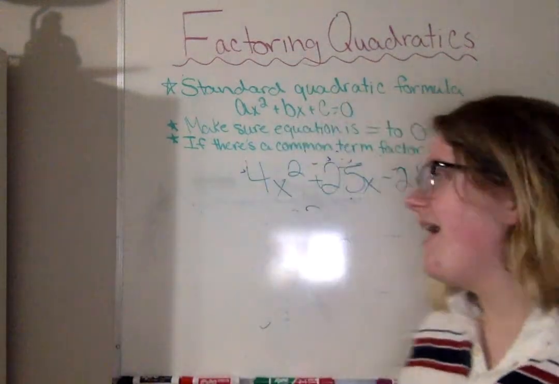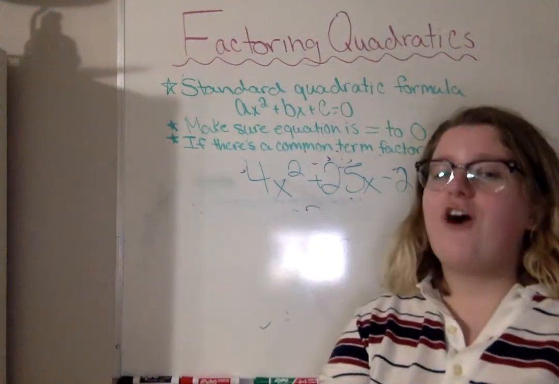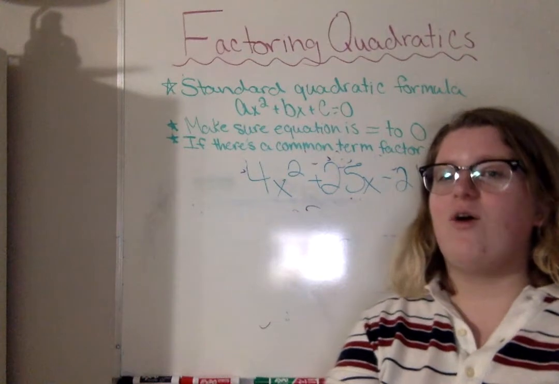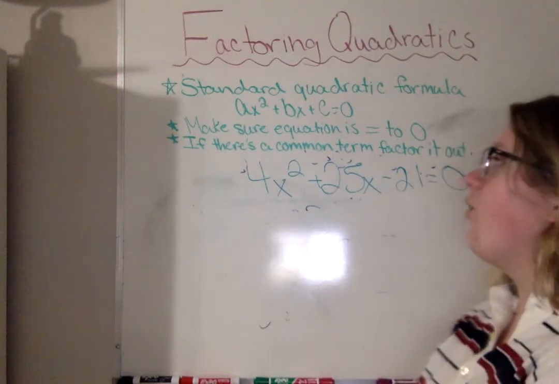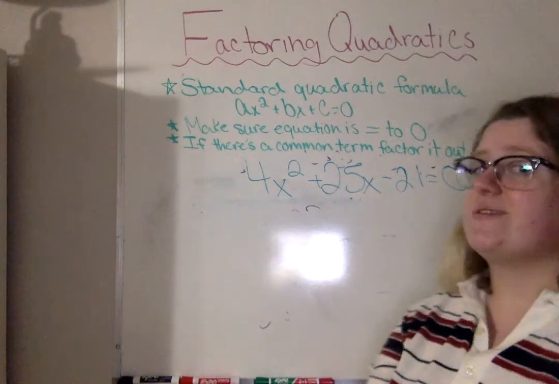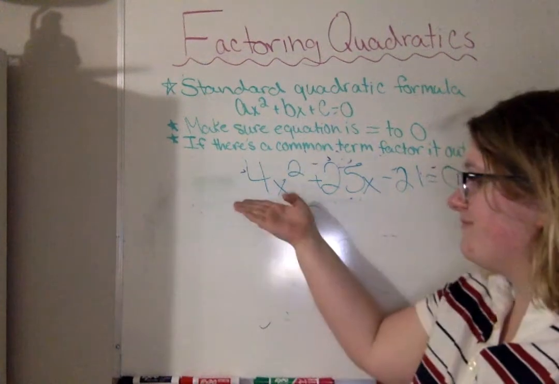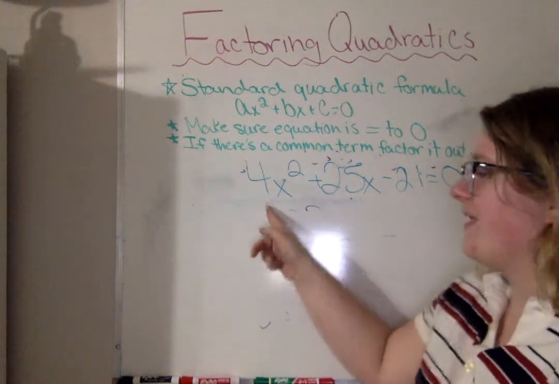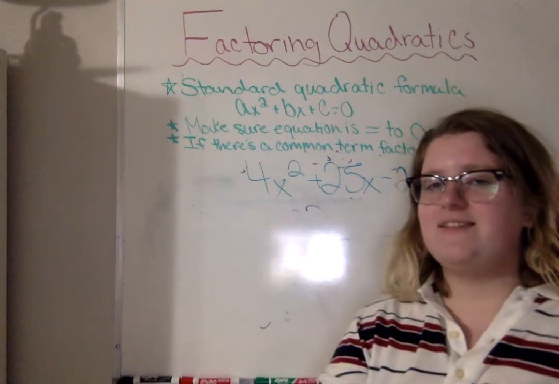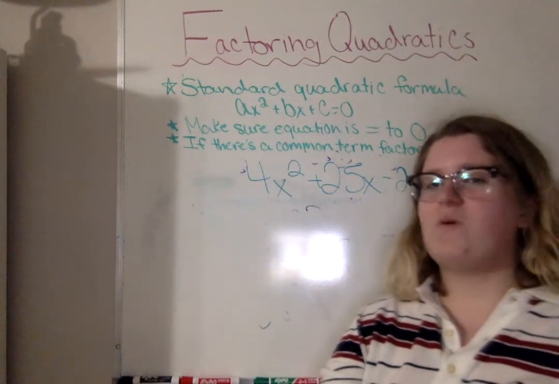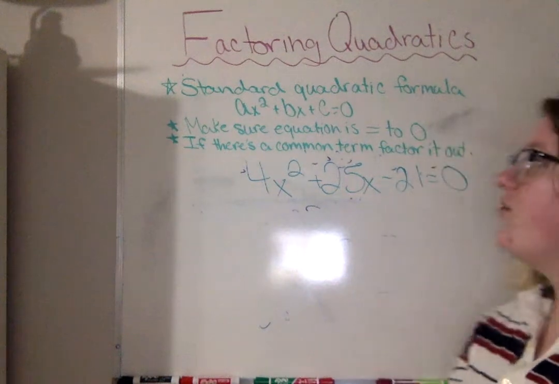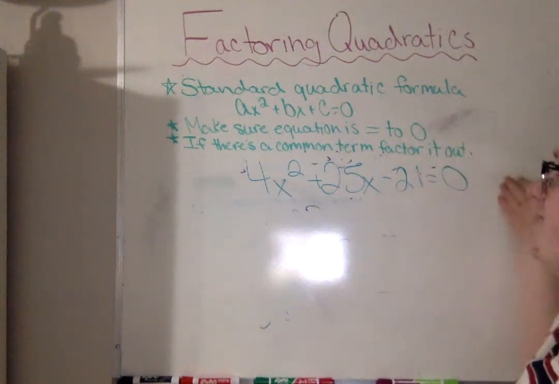Now, this was a largely requested video because people wanted to know what to do if there was a coefficient in front of x squared, right here, the 4. I'm going to explain how to do that to you in just one sec. But first, we need to look at our list of to-dos.